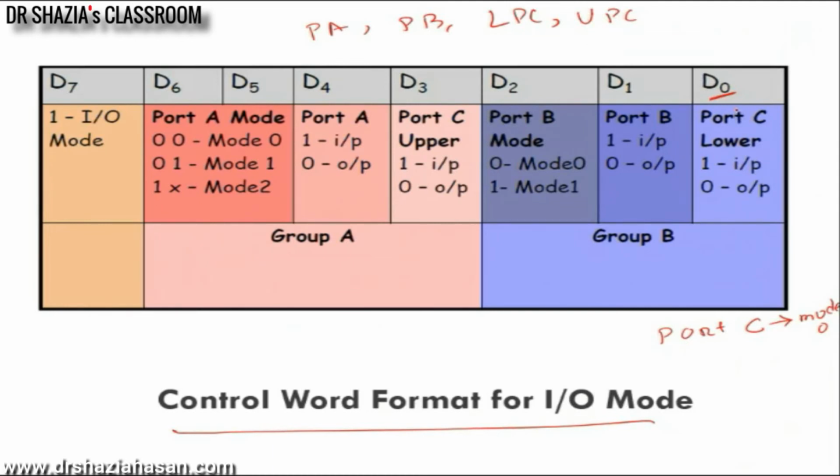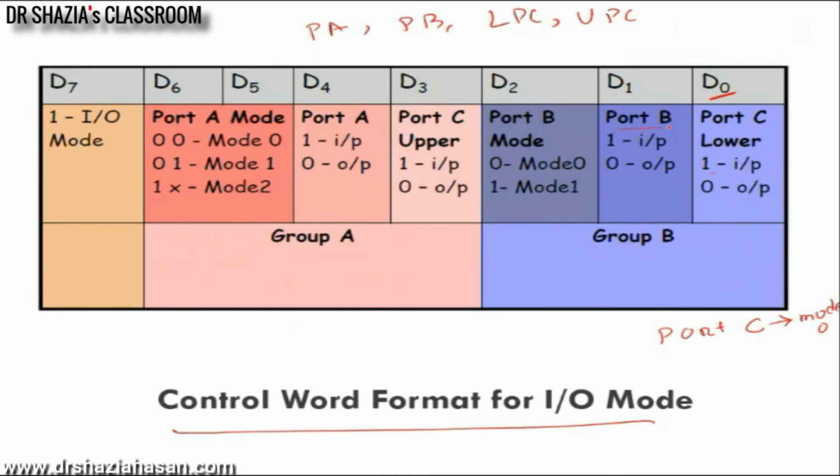So here, D0 talks only about lower port C. If the D0 bit is high, lower port C is behaving as an input port. And if this D0 bit is low, the lower port C is behaving as an output port. It's written here, depending on the value we are setting. So if D0 is high, the lower port C is an input port. If the D0 bit is low, your lower port C is an output port.